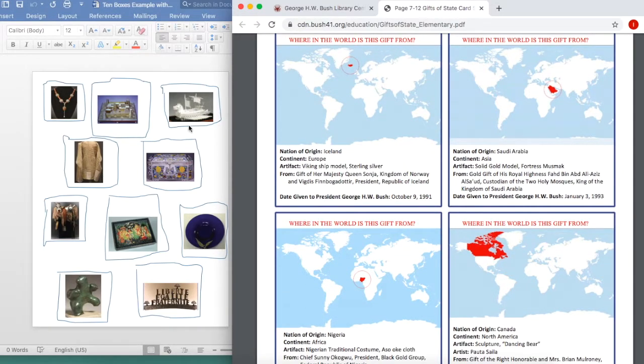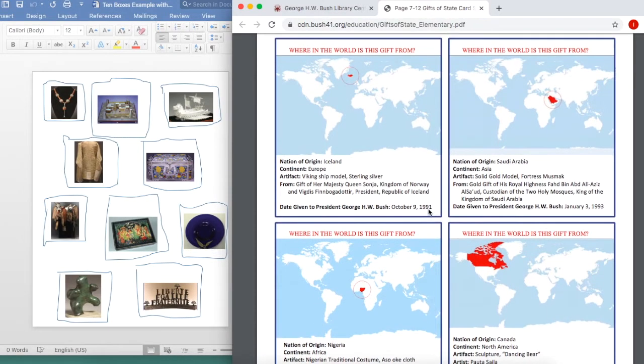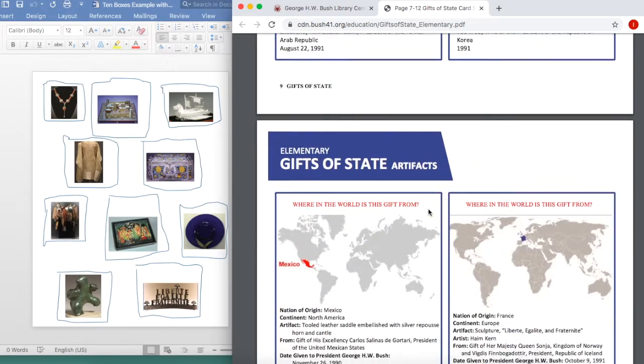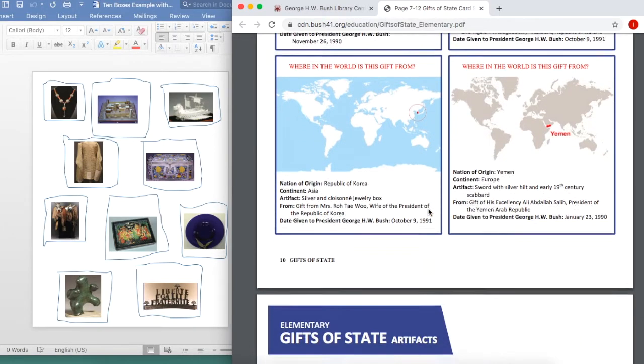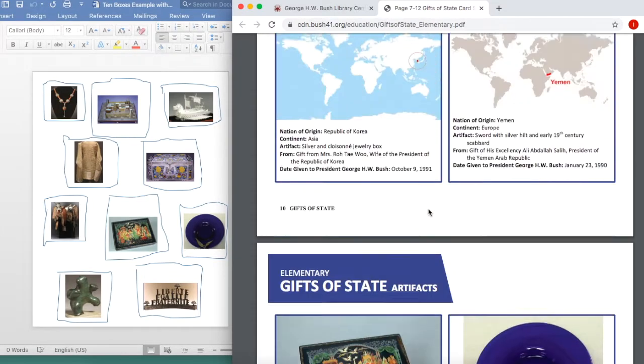I want you to go ahead and look at the piece of paper where you have those 10 sketches of the gifts of state, and you are going to match that with the correct country of origin. Origin means where something came from. So we're going to be looking at where did each of these gifts come from, their originating country. Each map represents or shows a different country. Okay, and there's maps on page 8, on page 10, and page 12. Okay, so those are the maps you're going to be looking at.